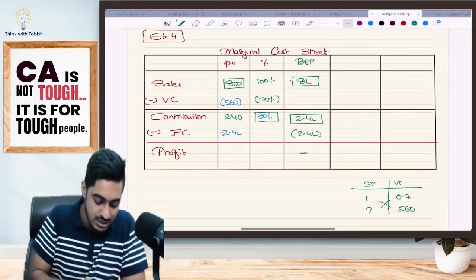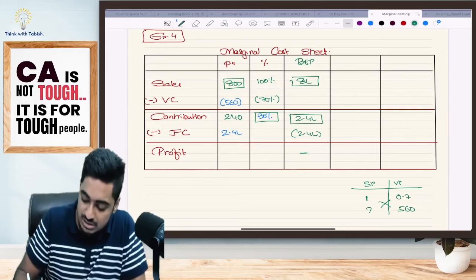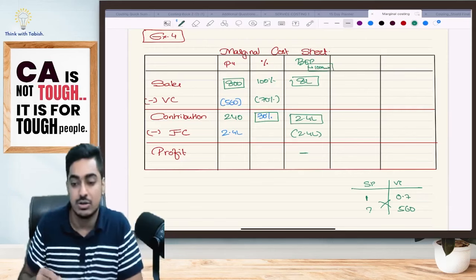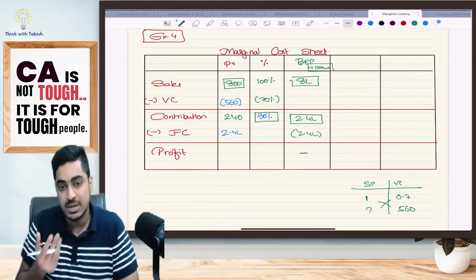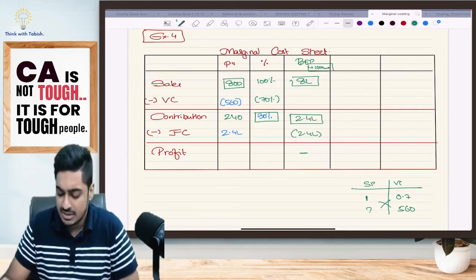Or else look at this. 2,40,000 I want. Every unit how much is it giving me? 240. That means how many units should I sell? 1,000 units. Every unit at what price am I selling? 800 rupees. 1,000 at the rate of 800 will give me 8 lakh. As simple as that. Yes or no, everyone?